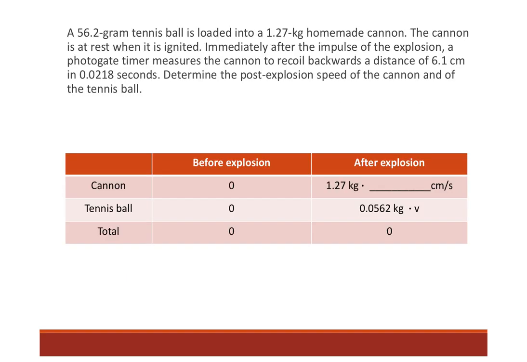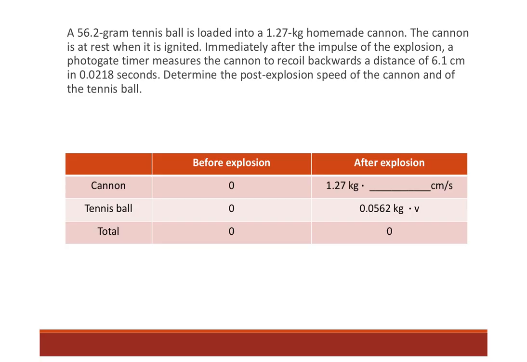So let's imagine you have a 56.2 gram tennis ball, which is loaded into a homemade cannon, and the cannon is ignited to send the tennis ball flying through, hopefully outdoors. Let's not do this indoors. You have fancy equipment, so you can record that the cannon's going to recoil backwards.